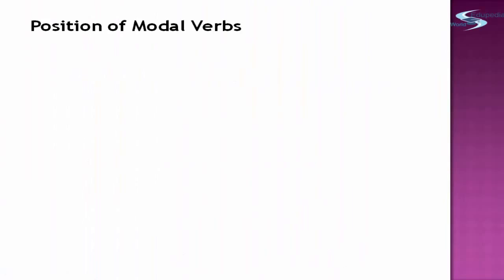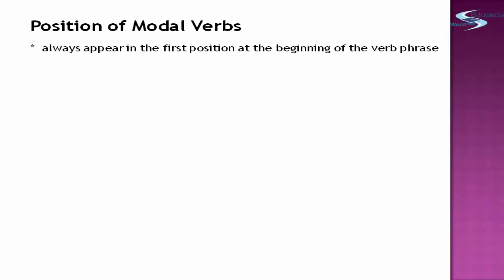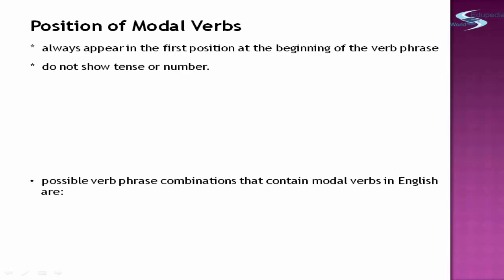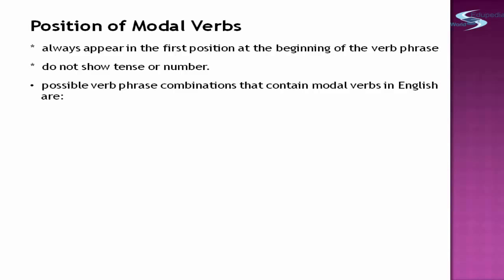Okay, these are the positions of modal verbs. But let us first remember, modal verbs always appear in the first position at the beginning of the verb phrase. They do not show tense or number. And the following are the possible verb phrase combinations that contain modal verbs in English.